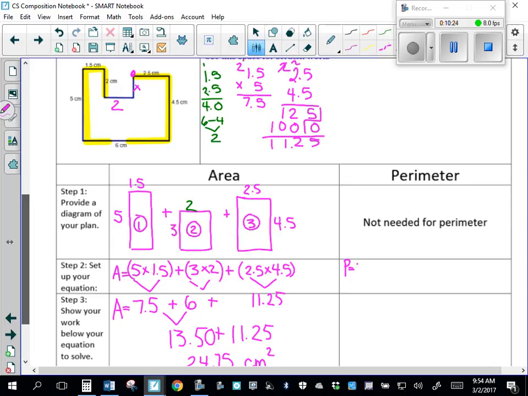2.5 plus 4.5 plus 6 plus 5 plus 1.5 plus 2 plus 2, and then I have to find that missing value.